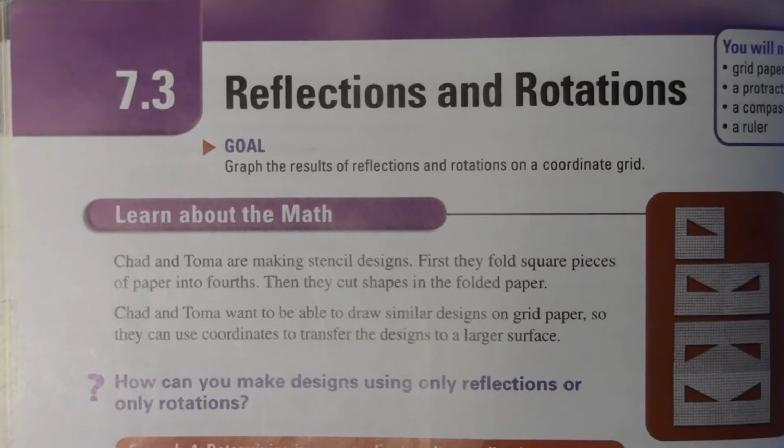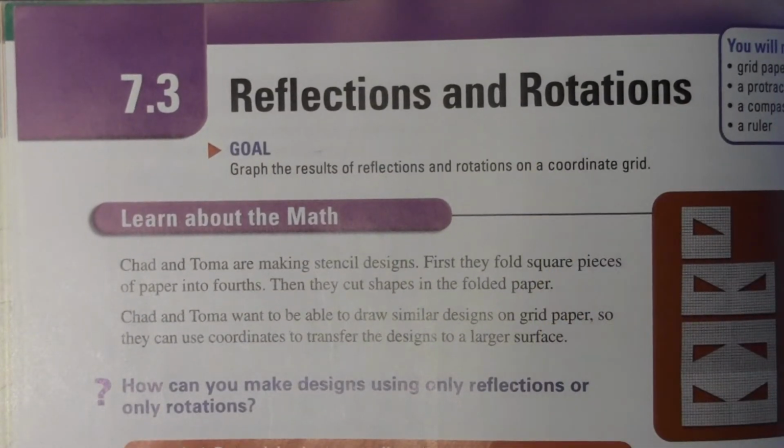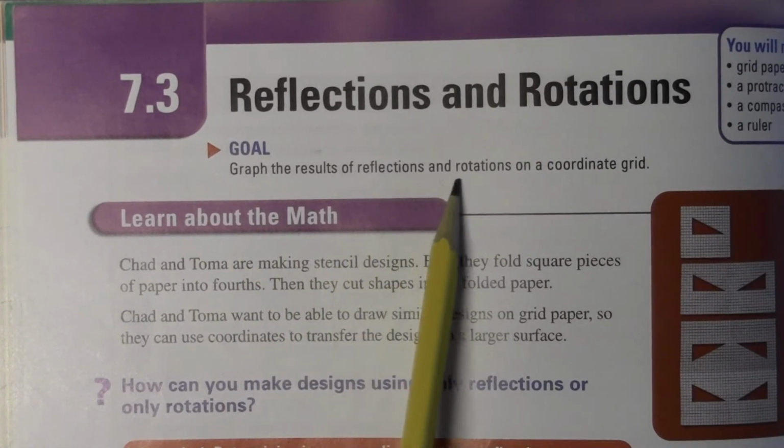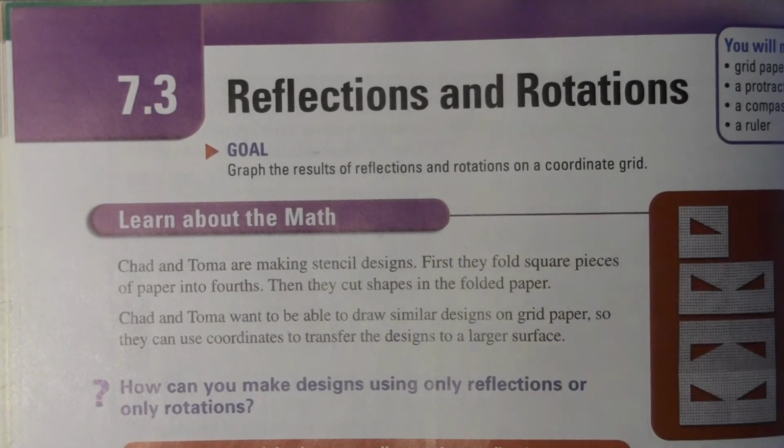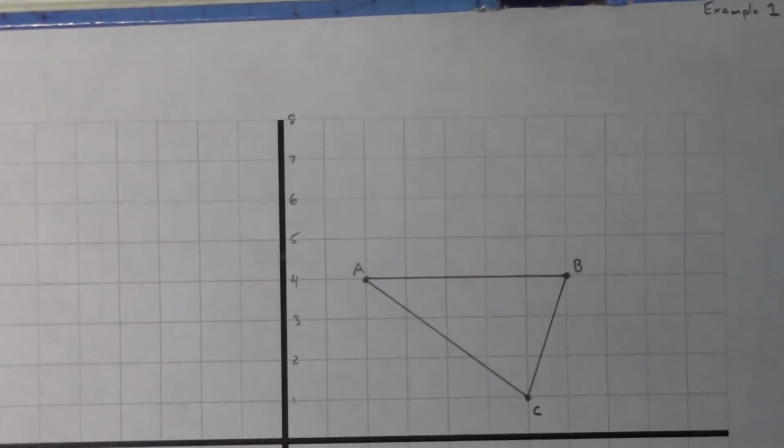Okay, so 7.3, reflections. We'll do the rotations tomorrow. Graph the results of reflections and rotations on a coordinate grid. So all I want to do is work through the two examples and we're done. Okay, so we get rid of the book. You can follow along, the book's right there.